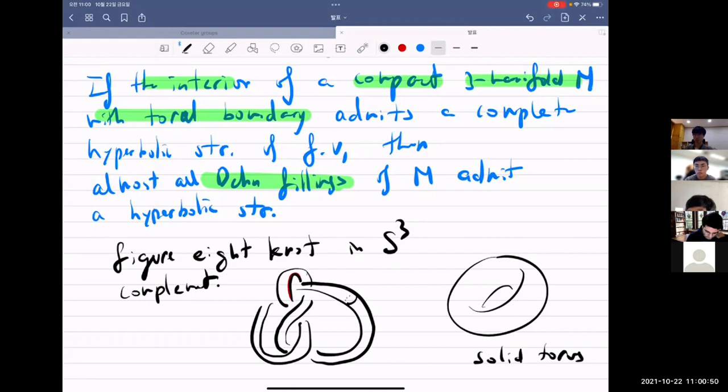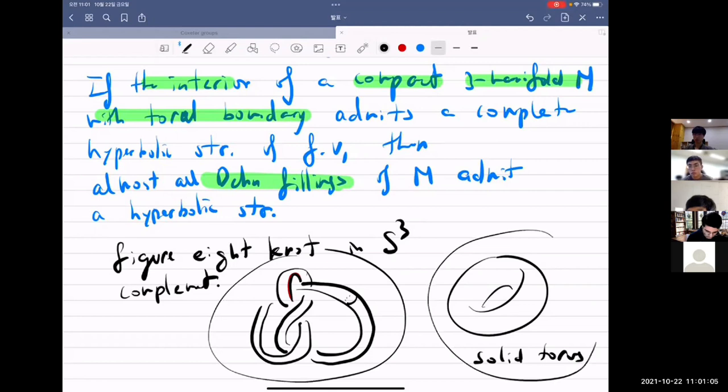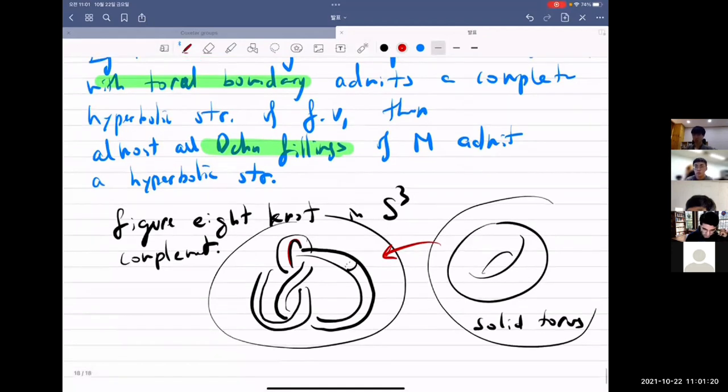So the solid torus also has a torus boundary, and these are compact 3-manifolds, right? The left-hand side also has a torus boundary, and the solid torus also has a torus boundary. So we can glue these two 3-manifolds to get the closed 3-manifolds without boundary, right? There are several ways we can obtain this; that's what we call the Dehn fillings.